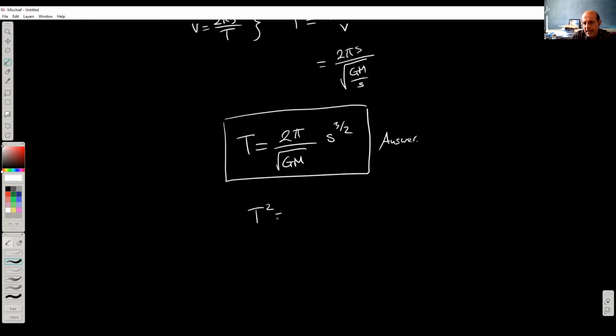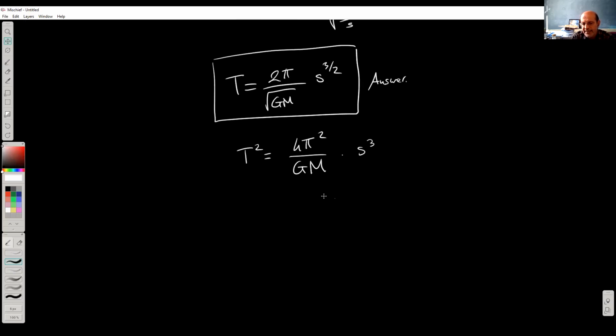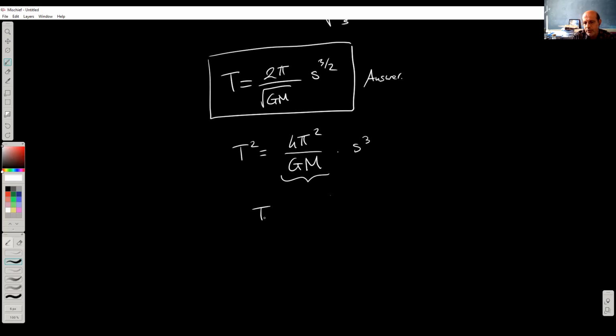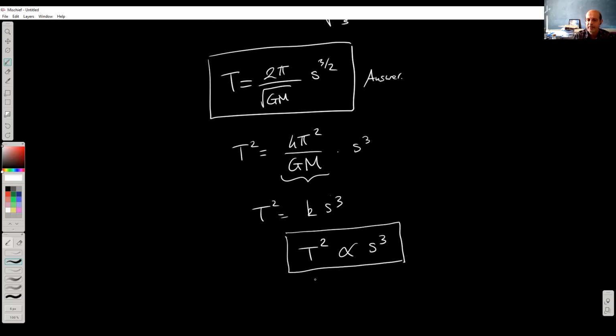I can then compute T squared in here. So that's 4 pi squared divided by G times the central mass times s cubed. From here, you can see that's the coefficient of proportionality. As a result, the period squared is proportional to s cubed. That's something we have deduced before. That's one of the statements of Kepler's third law. And the second statement is that this coefficient of proportionality just depends on the central mass.